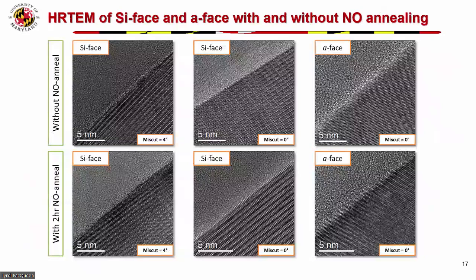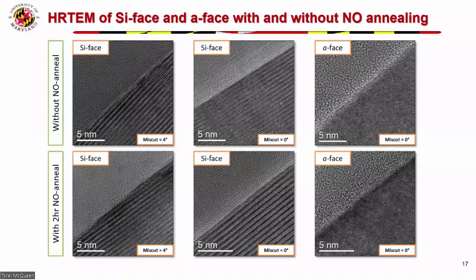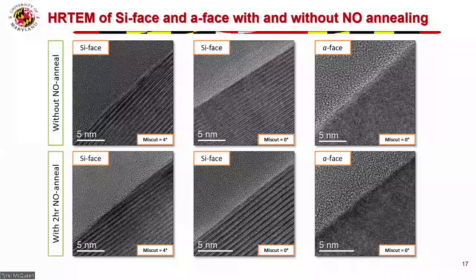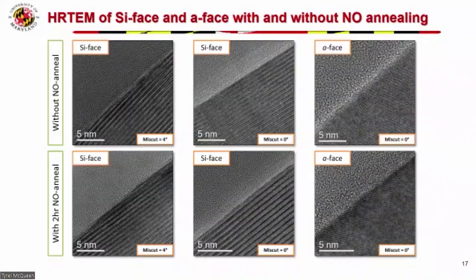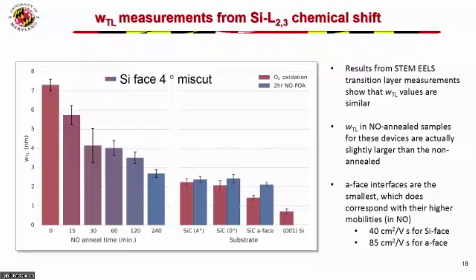It's a little bit hard to see, but there's actually some atomic steps here on the sample that is miscut, because the surface was 4 degrees off the 0001. And these are the corresponding ones after annealing. So by high resolution TEM, they all look very good. We cannot really see a difference because we need more detailed analysis, and that's what we did with this EELS data.